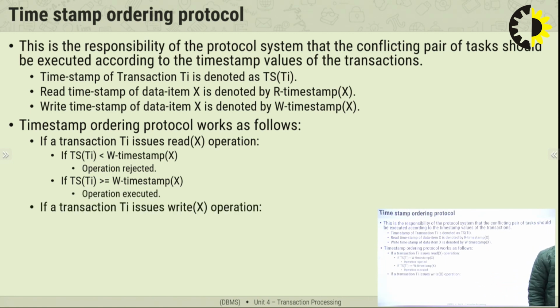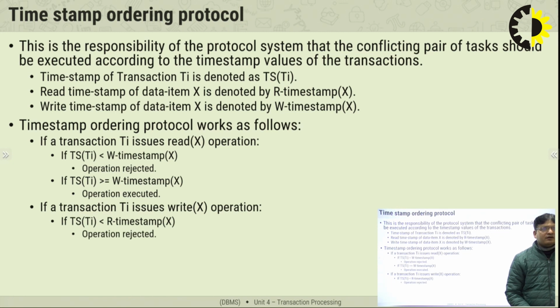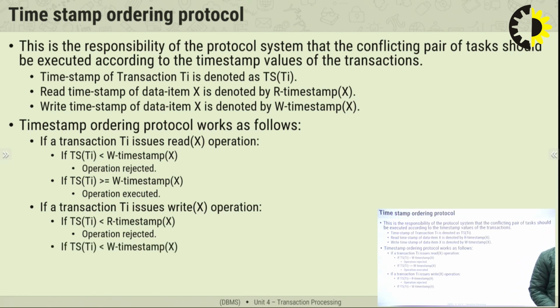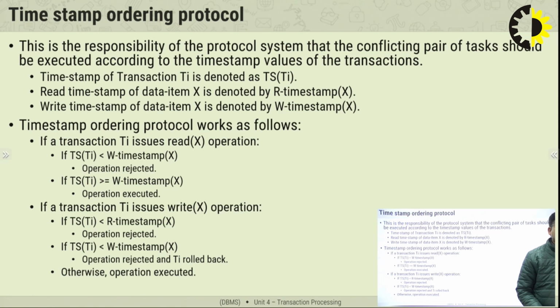Second, if a transaction wants to perform the write X operation, then if the timestamp of the transaction is less than the read timestamp value, the operation will naturally be rejected, because a younger transaction has already read that value. So that operation will not be allowed. Second condition, if the timestamp value is less than the write timestamp value, then the operation is again rejected and rolled back, the case being of an older transaction. Otherwise, the operation will be executed, that is, if the timestamp value is greater than or equal to the write timestamp value, the younger transaction wants to update the value and we can allow it.